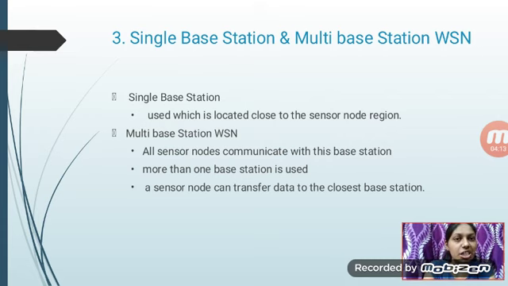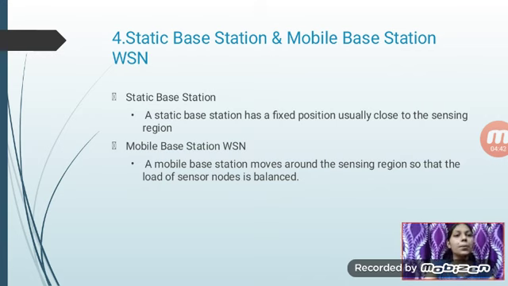In a single base station, multiple sensors are connected to a single base station, which is located very close to the sensor region. And the next is multi-base station. Here multiple sensor nodes are connected to multiple base stations, through which we can transfer data to the closest base station.